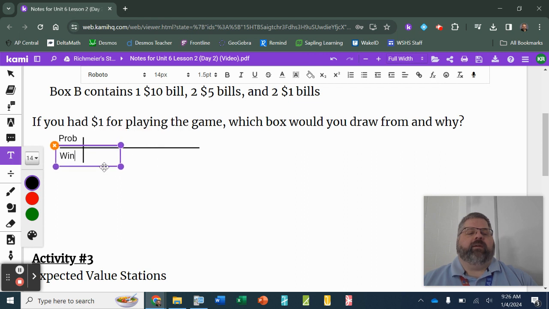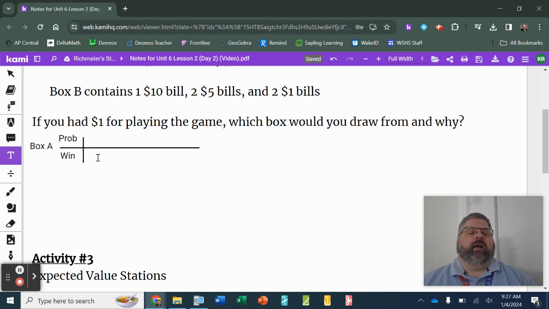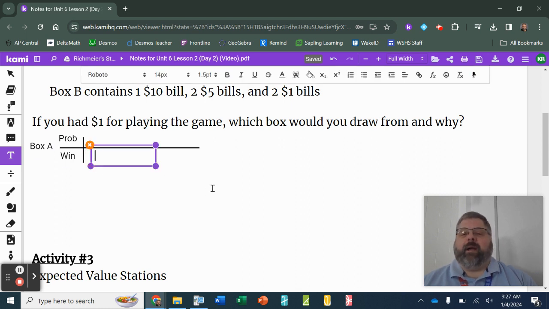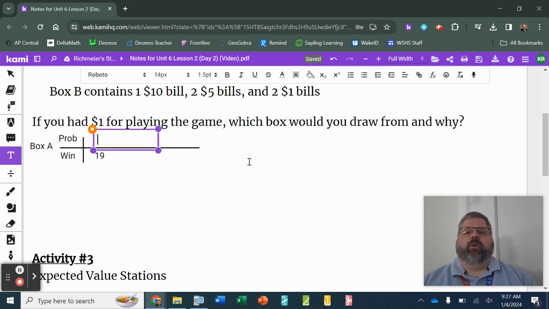So, I'm paying $1 to play, and let's not forget, this is for box A. So if I'm drawing from box A, if I happen to draw out the $20 bill, I'm actually only winning $19 because I'm paying $1 to play. Now the probability of doing that, there's only one $20 bill in there out of 5 bills. So this would be 1 out of 5.